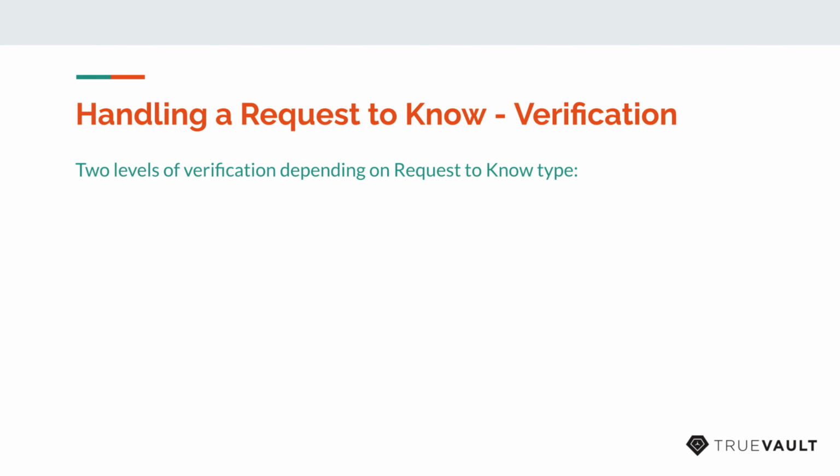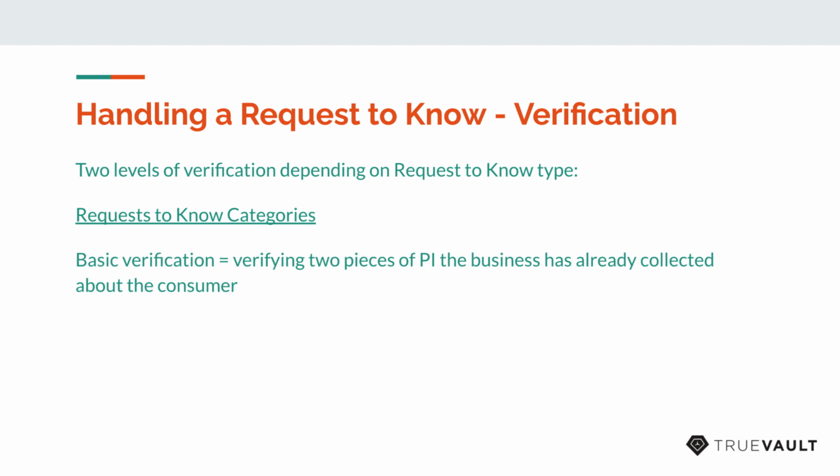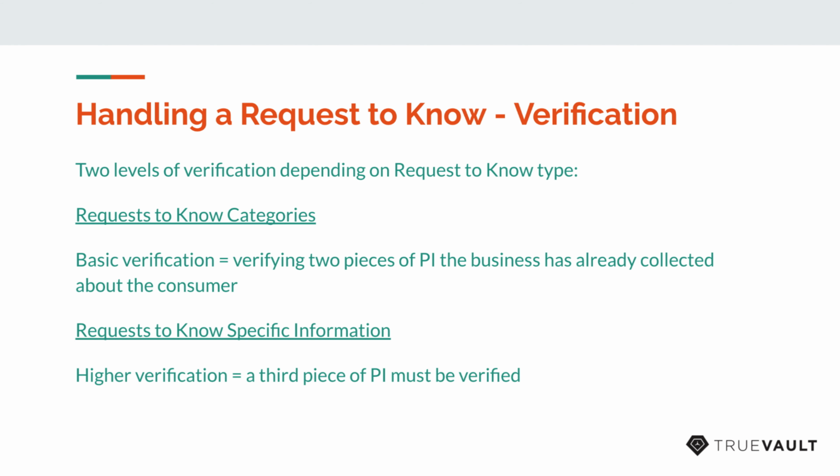The CCPA requires businesses to verify a consumer request before processing it. Basic verification for request to know categories may consist of verifying two pieces of personal information the business has already collected about the consumer, such as name and email address. A higher level of verification is required for a request to know specific information. An additional third piece of information must also be verified. A business must obtain a declaration under penalty of perjury from the consumer, declaring that the consumer is the person who is the subject of the request before responding to a request to know specific information.